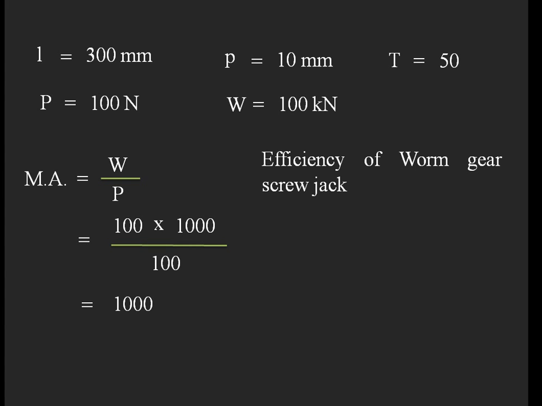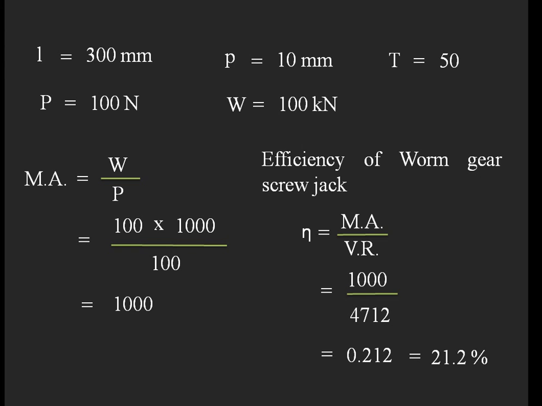Okay, next we need to find out the efficiency of the worm gear screw jack. Efficiency formula is mechanical advantage by velocity ratio. Mechanical advantage is 1000 and the velocity ratio is 4712, which we got in the previous slide. So by this we'll be getting the value as 0.212, which is equal to 21.2%, which is the efficiency of the worm gear screw jack. Okay, so this is about the worm gear screw jack, which is again a further improved form of the simple screw jack for intensifying the velocity ratio.